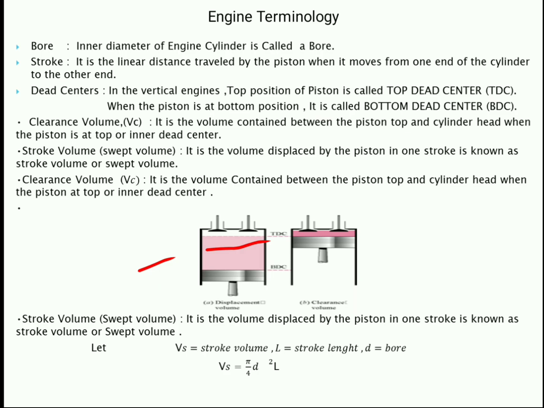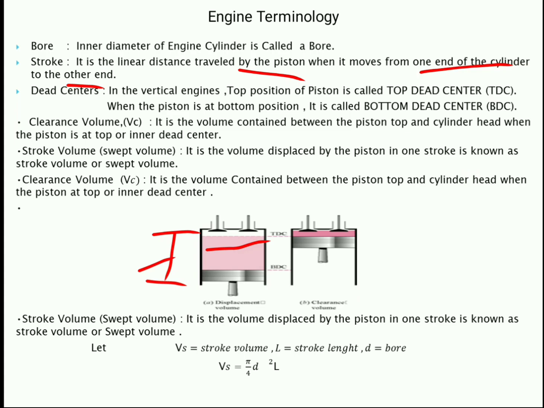Second is the stroke. It is the linear distance traveled by the piston when it moves from one end of the cylinder to the other end of the cylinder. So when the piston moves from the top of the cylinder to the bottom of the cylinder, the length of that travel is called the stroke. Vice versa, if the piston moves from the bottom end of the cylinder to the top end of the cylinder, then that displacement is also called the stroke.